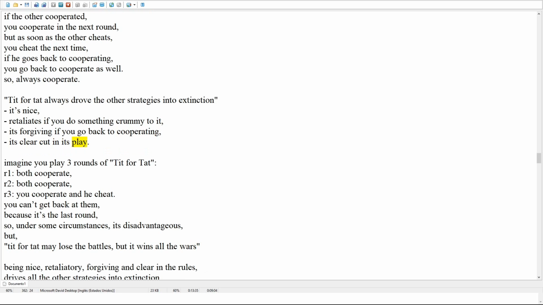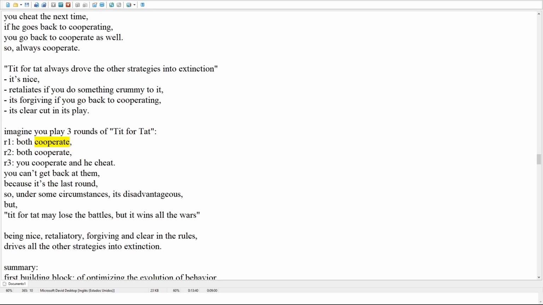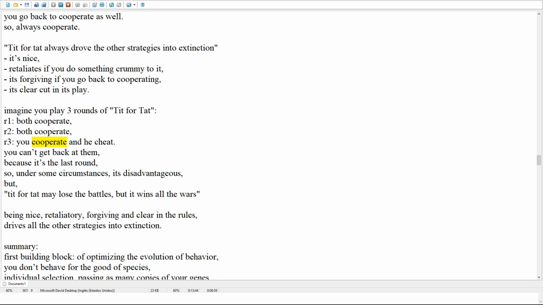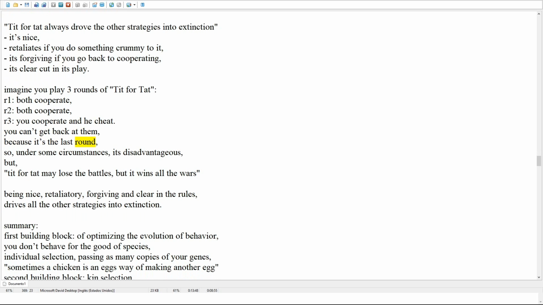It's clear-cut in its play. Imagine you play 3 rounds of tit for tat. R1, both cooperate. R2, both cooperate. R3, you cooperate and he cheats. You can't get back at them, because it's the last round.